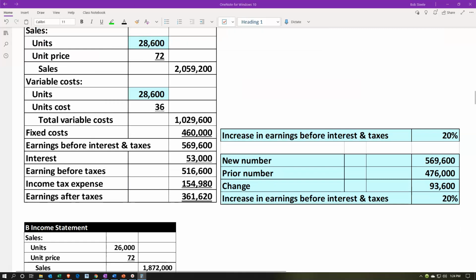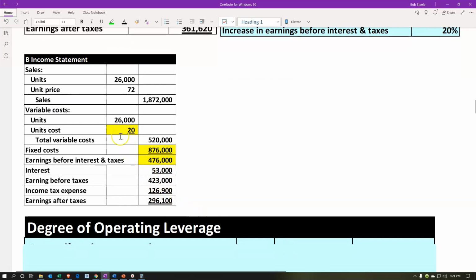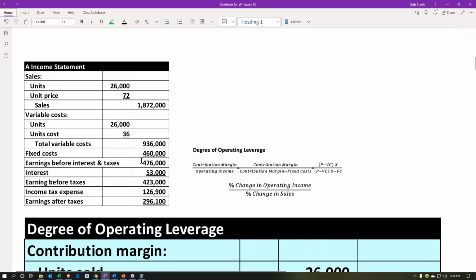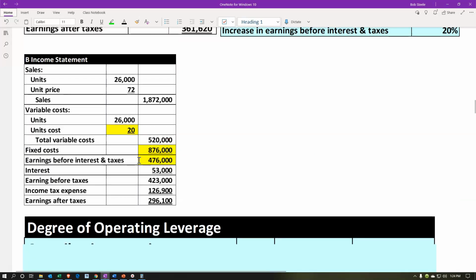Okay, so next we want to take a look at what would happen if there was a change in the cost structure. Because remember, what this is measuring is the cost structure between the variable cost and the fixed cost. So what if we stick to the original number here, this 476,000, which is what we had in the original income statement up top, so that we have the same 476,000, but we're going to change the cost structure in terms of the variable cost now being at 20, resulting in total variable costs of 520,000, and fixed costs are now higher at 876.